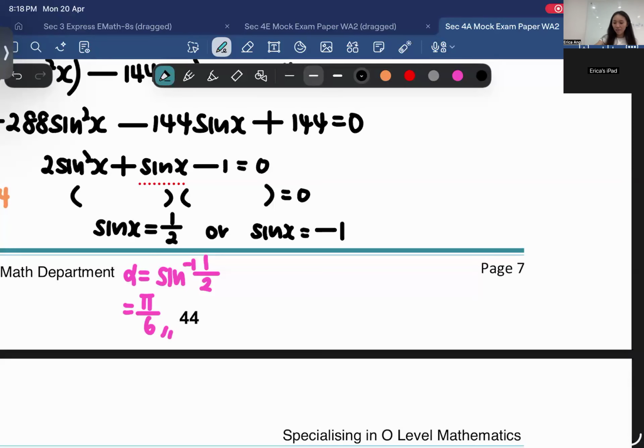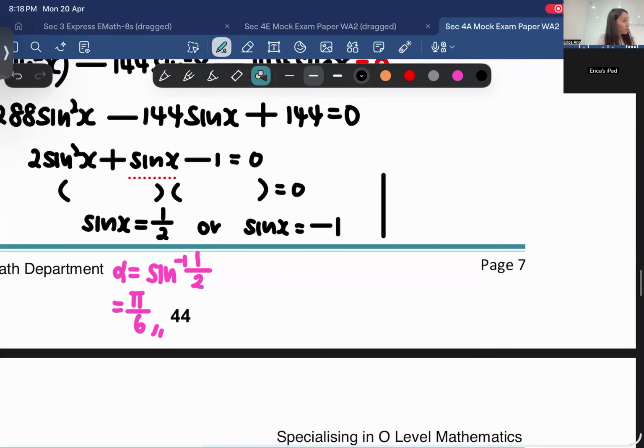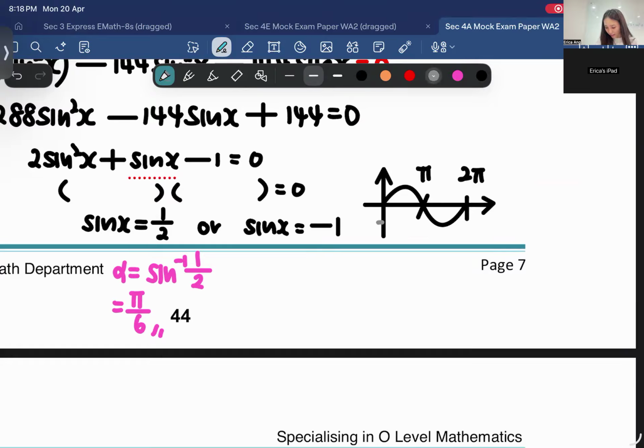So let's draw a sine graph at the side. I draw like that and then like that. This is 2 pi, correct or not? This is 2 pi, this is pi. Now where is negative 1? Negative 1 is here. So this one is between pi and 2 pi. So what is this pi? Very nice, good job. So this x is 3 pi over 2. But do you all want 3 pi over 2 or not?